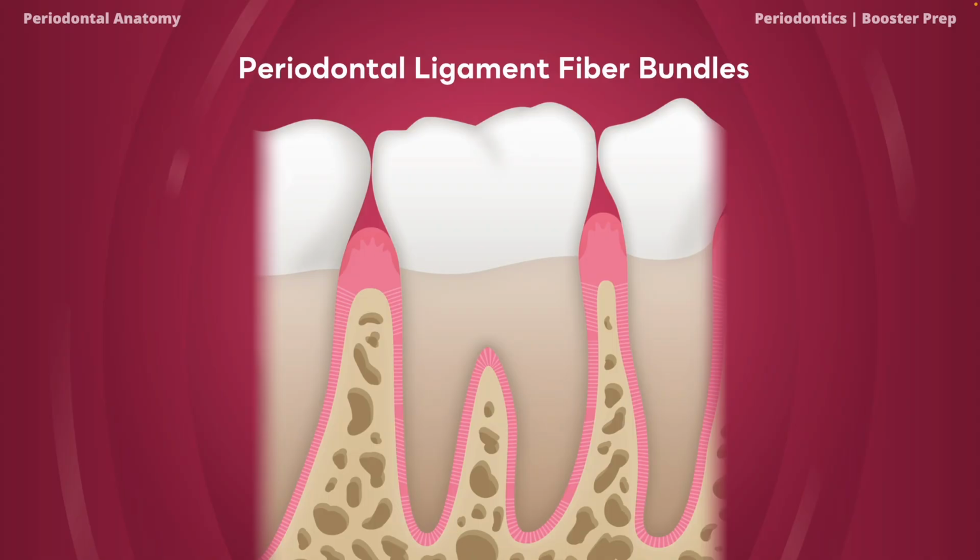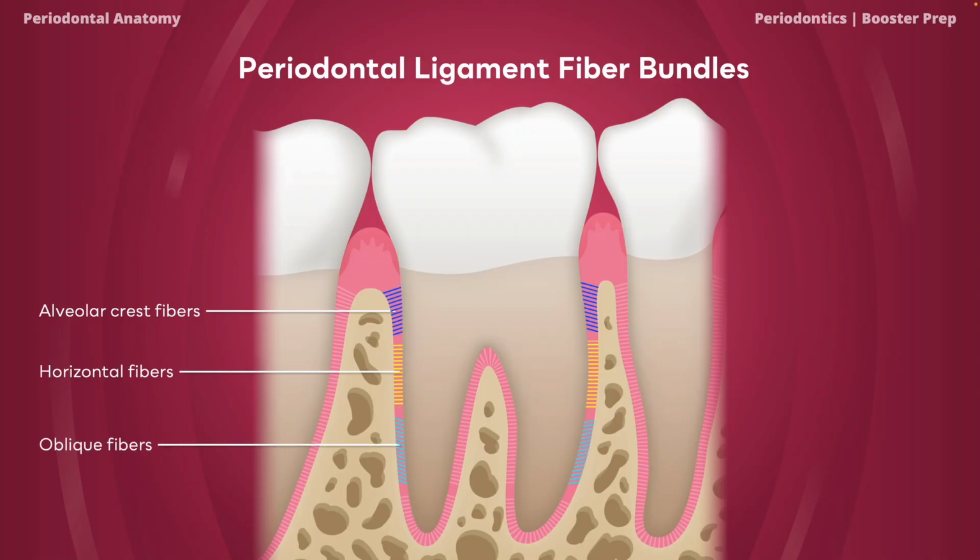Okay, onto the fibers themselves. First, we have the alveolar crest fibers, which extend from the cementum just below the cemento-enamel junction to the alveolar crest, and they function to resist tilting and horizontal forces. Horizontal fibers run directly from the cementum to the alveolar bone and similarly help counteract tilting and horizontal forces.